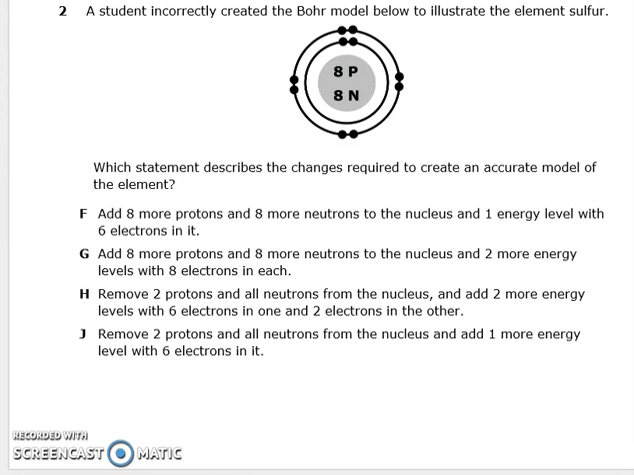electrons in each. H. Remove 2 protons and all neutrons from the nucleus and add 2 more energy levels with 6 electrons in one and 2 electrons in the other. J. Remove 2 protons and all neutrons from the nucleus and add 1 more energy level with 6 electrons in it.